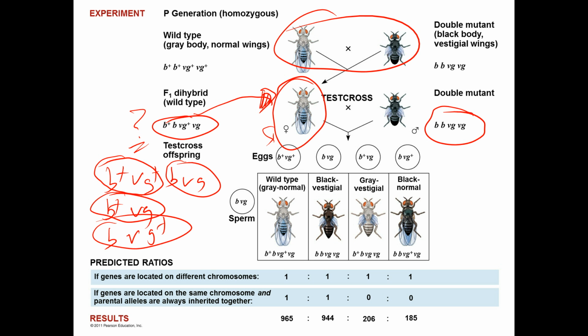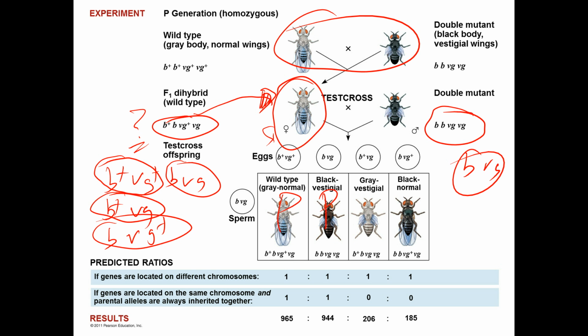Okay. So here, your sperm, the male fly that's got a black body and vestigial wings, can only contribute the black body allele and the vestigial wing allele. So the resulting offspring, we get wild type, gray body, normal wings. We get black body, vestigial wings. Well, this is parental. This is parental. We would expect that.